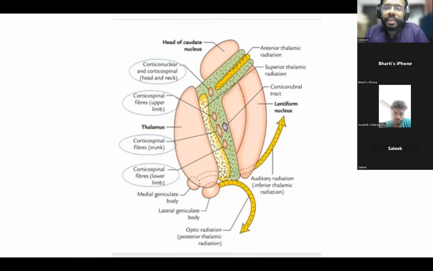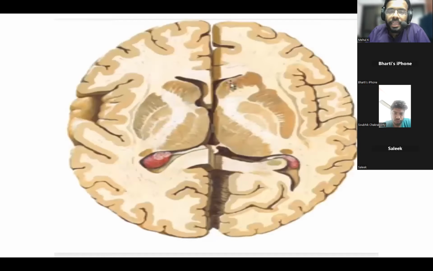And in the posterior limb of the internal capsule, what do you have? You have your corticospinal tract. Okay, so here is how it looks on a cadaveric section. You can see these are basically subcortical gray matter. You have your caudate nucleus, thalamus, and this thing, the lentiform nucleus, and in between you have your internal capsule. And lateral to the lentiform nucleus, you have your insular cortex.